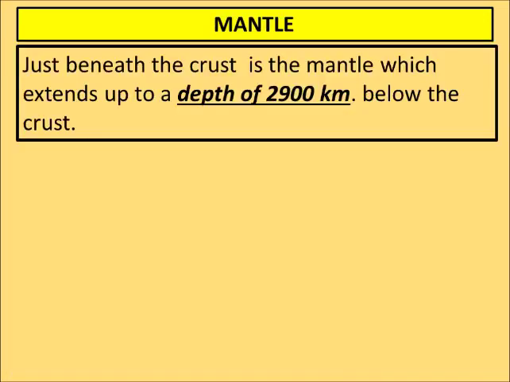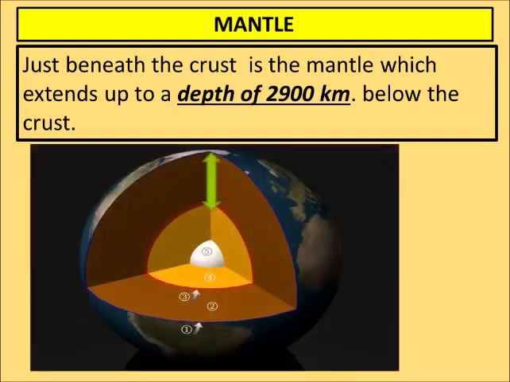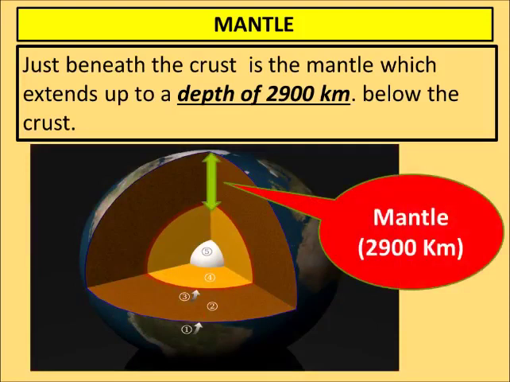Next is mantle. Just beneath the crust. So far we have read about crust. So just beneath the crust, beneath means below the crust, is the mantle, which extends up to the depth of 2900 kilometer. See, this is the distance from crust to core. This whole brown portion is known as mantle, and its length is 2900 kilometer, too much compared to the earth's crust, whereas it was only 35 kilometer, right?